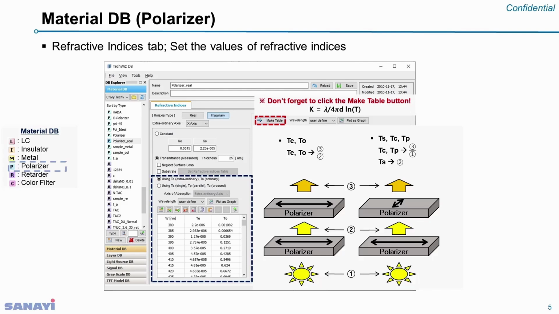So you can choose between two methods and then set the wavelength condition here, where the transmittance is measured, and input the transmittance data. It is also possible to copy and paste the measured data from the Excel file. And after entering the data, don't forget to click the Make Table button. The equation used for converting is as follows.